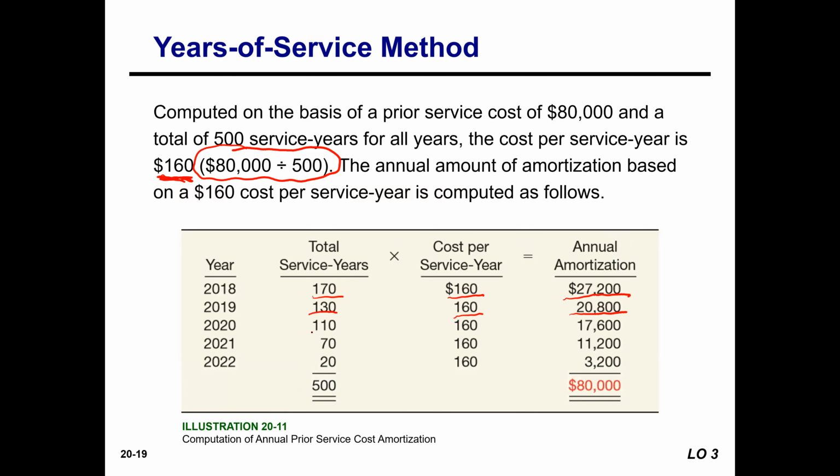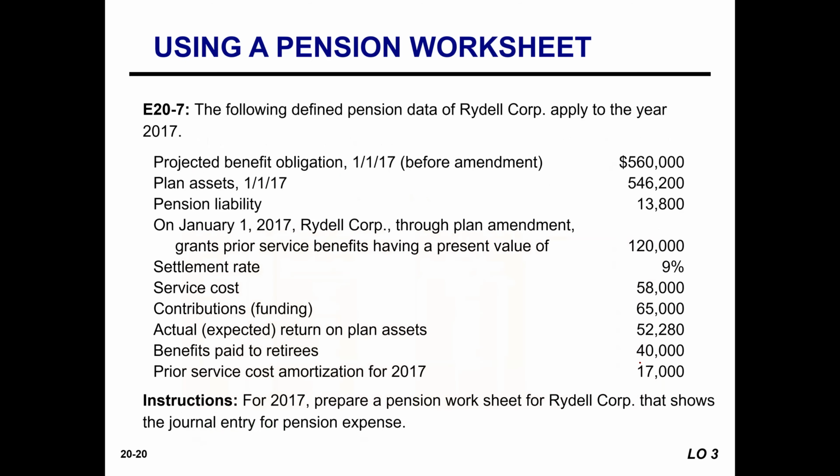2020, we've got 110 service years. We're multiplying that by 160. We're going to amortize $17,600. So on and so forth until we've amortized that 80,000 prior service cost. All right, so now based on that prior service cost and that amortization amount, we're going to look at what our pension worksheet then would look like with this information included.